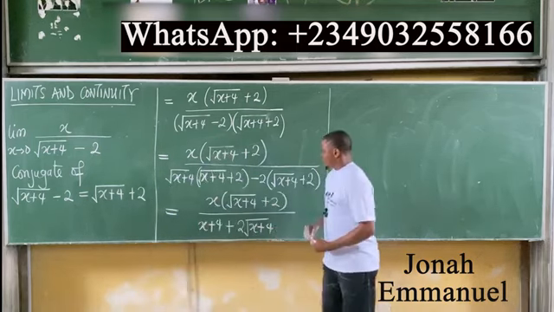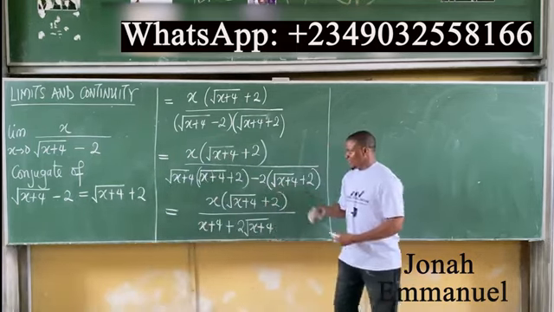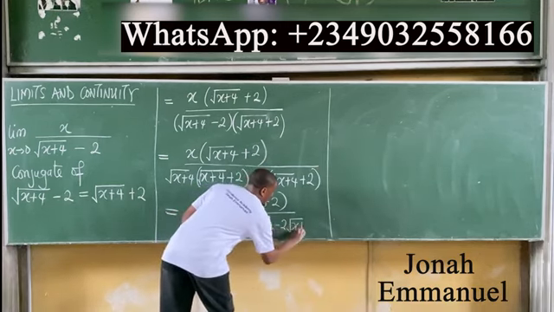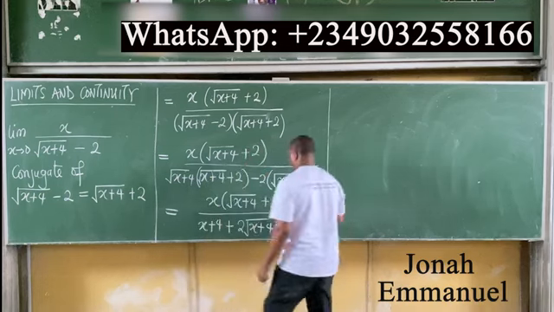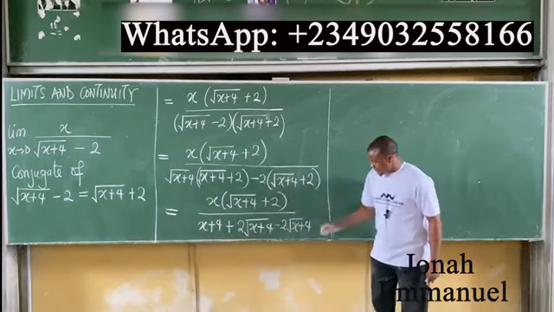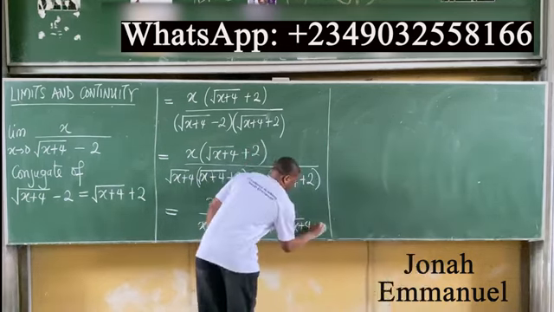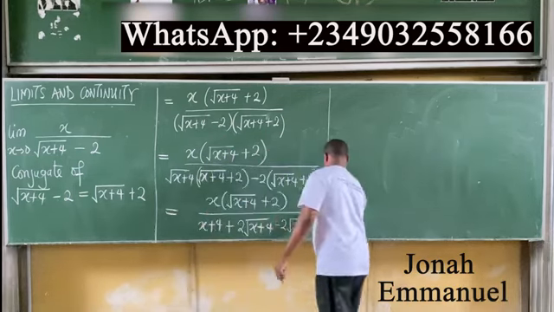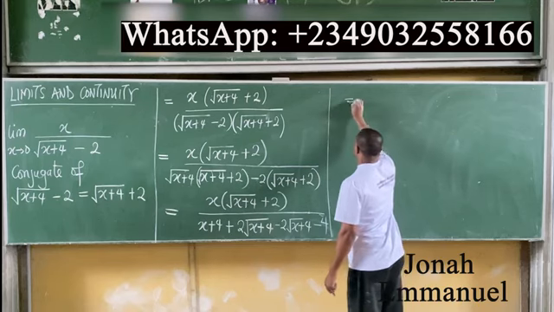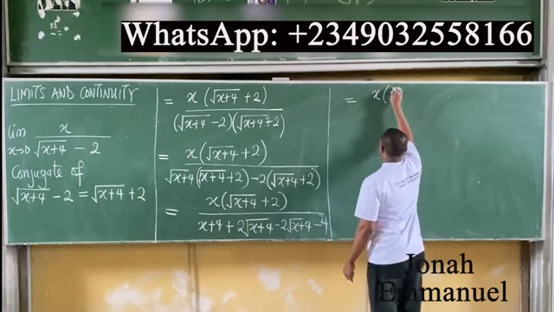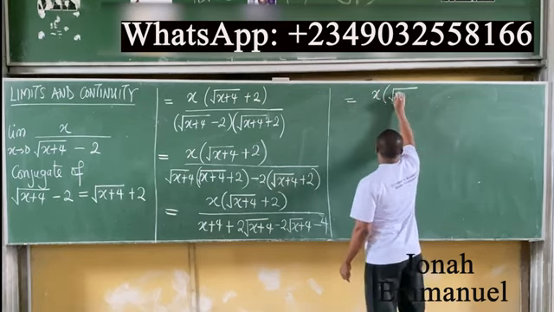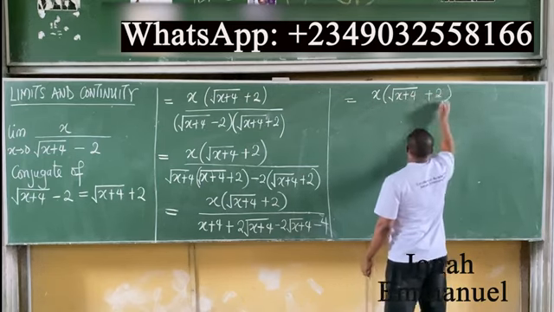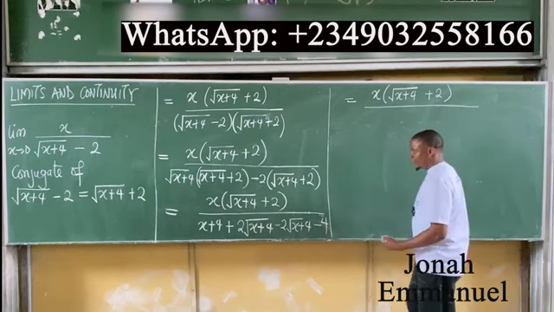Okay. Next up, minus 2 into this. What do you have there? Minus 2 root x plus 4, minus, plus, minus 2 times 2. So you have this. Let's simplify this. This is equal to x into root x plus 4 plus 2, all over for this.